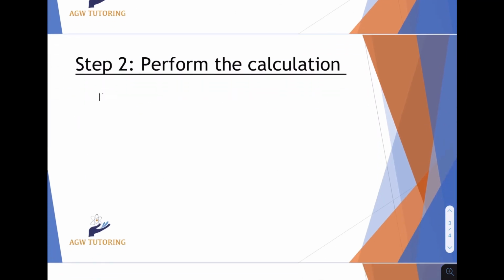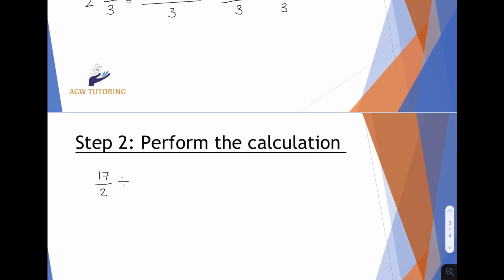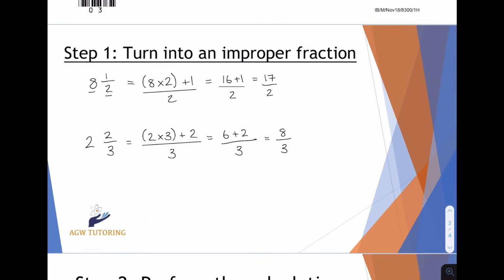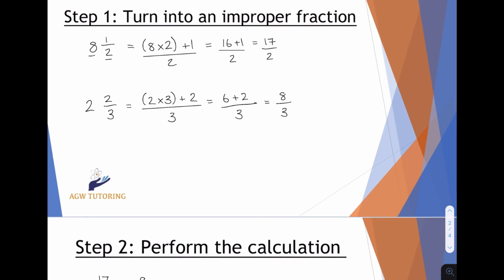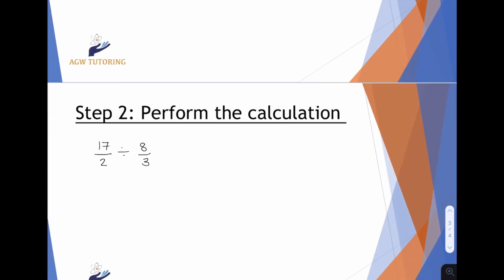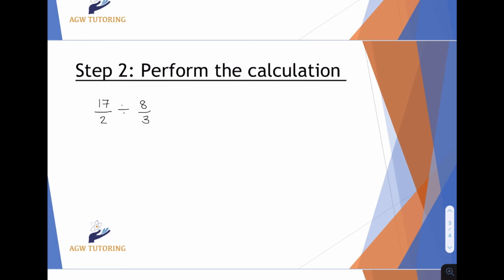Now our second step is to perform the calculation with the new improper fractions that we've just found. So we'll have 17/2 divided by 8/3. The reason why I've got this is because our original question is asking us for 8 1/2 divided by 2 2/3. We've figured out the improper fractions for these, and now we're going to perform the same calculation but using the improper fractions instead. Now when performing divisions of fractions, it's much easier to multiply and flip. So what I mean by this is doing 17/2 times by 3/8. So all I've done is changed the divide into a times and then flipped this fraction.